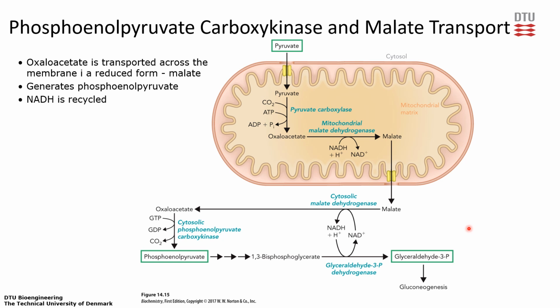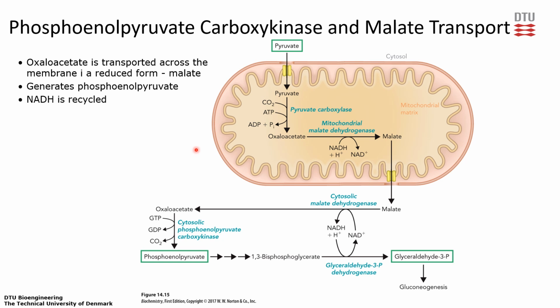Now, this will make a lot of sense when we've had the lecture on the TCA cycle. So this is in principle a way to sidestep parts of the TCA cycle, but it's also related to the regulation of the TCA cycle. Now, oxaloacetate is a molecule that can be regulated via the mitochondria.